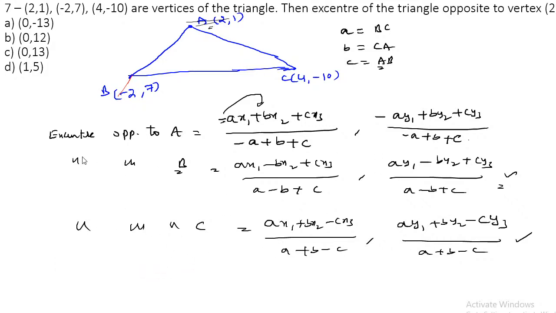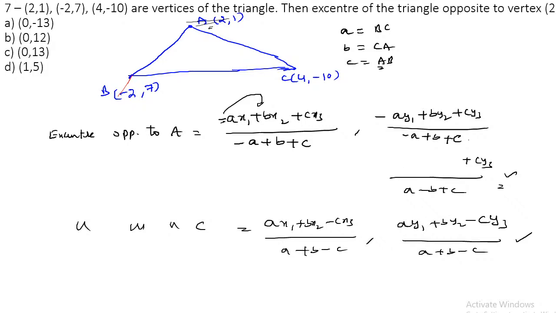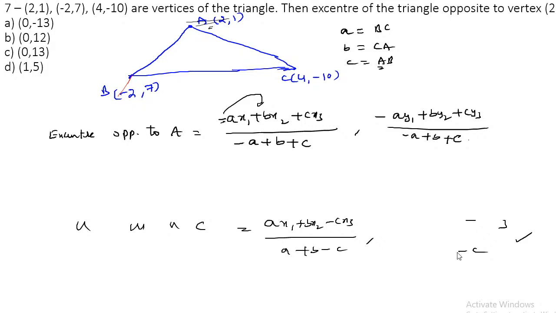So I will be rubbing these two because we don't need these two here. So incentre and excentre have similar formulas. You don't need to remember every formula for finding the incentre and excentre. But if you just know the formula for incentre, AX1 plus BX2 plus CX3 by A plus B plus C, then you can easily remember the formulas for finding the excentre opposite to vertex A, B and C.